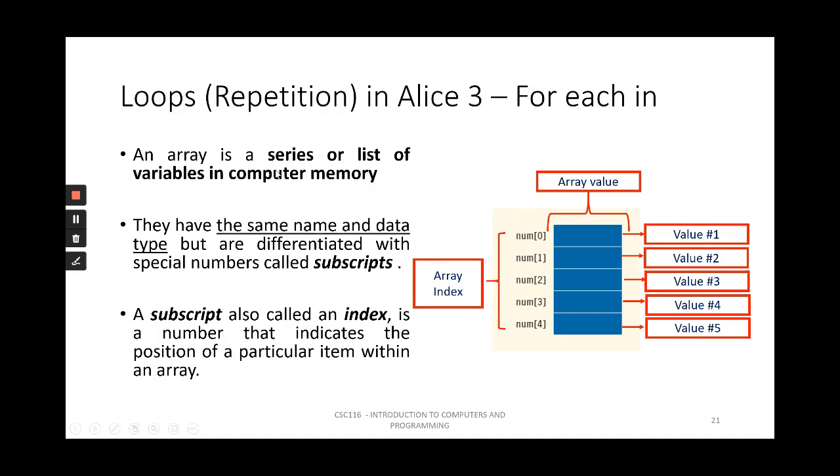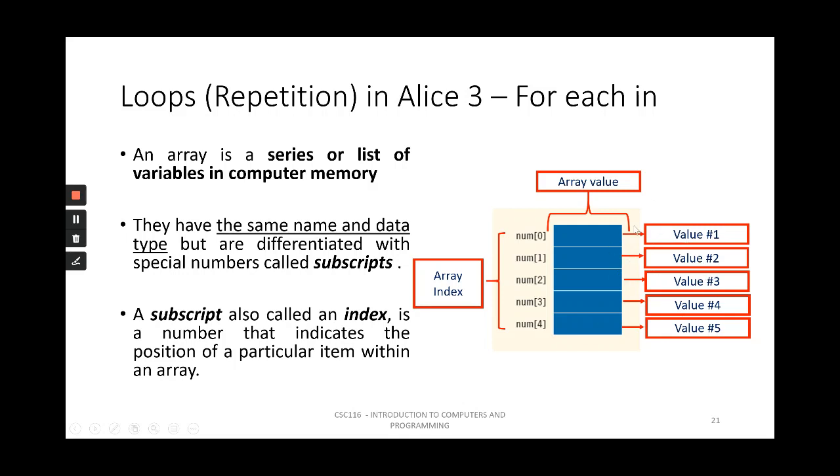So an array is a series of lists of variables in computer memory. So an array is actually a location inside your memory. Okay, so they have the same data type, but are differentiated with a special number called a subscript. So a subscript, also called an index, is a number that indicates the position of a particular item within an array. Okay, so you can refer to this diagram.